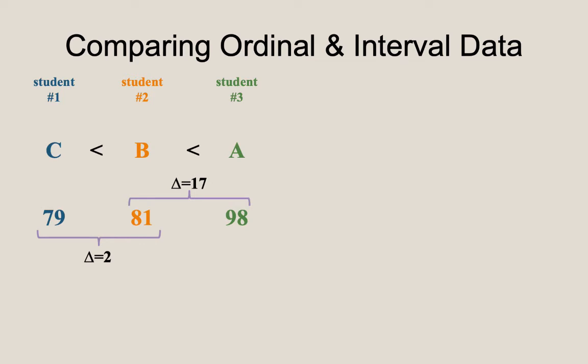In other words, there is only one category difference between the C and the B, and only one category difference between the B and the A, but the size of the actual performance between the pairs are nowhere near the same. There is only a 2-point difference between the C and B students' actual performances, but there is nearly 10 times more of a difference, nearly 20 points, between the B and the A students' performances.